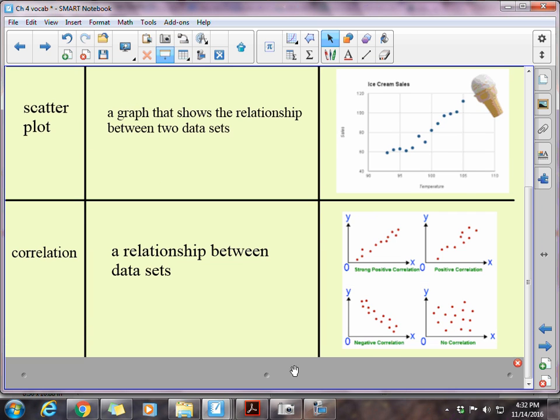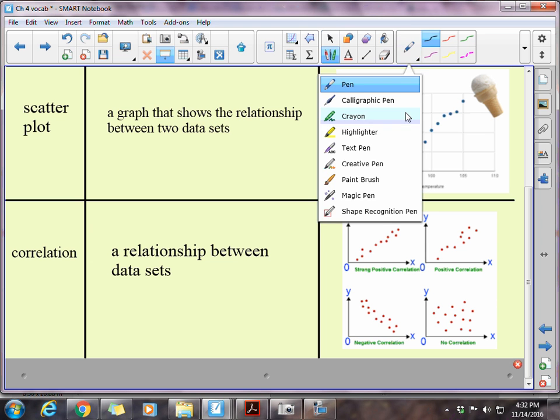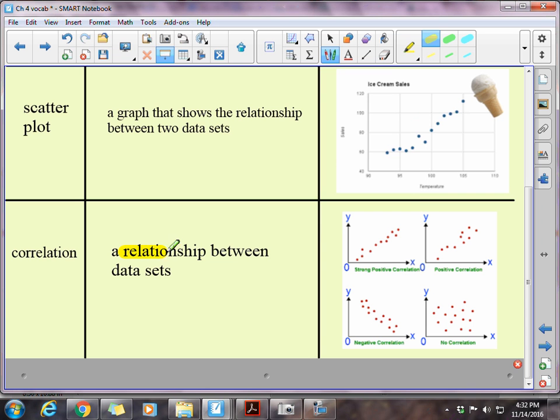Okay, next one. When you have a scatter plot and you plot them, you look for what's called a correlation. A correlation is a relationship between the two data sets. Key word here, big time word, is this relationship. Is there something going on between those two? You can have a strong positive, just a positive, a negative, or no correlation.